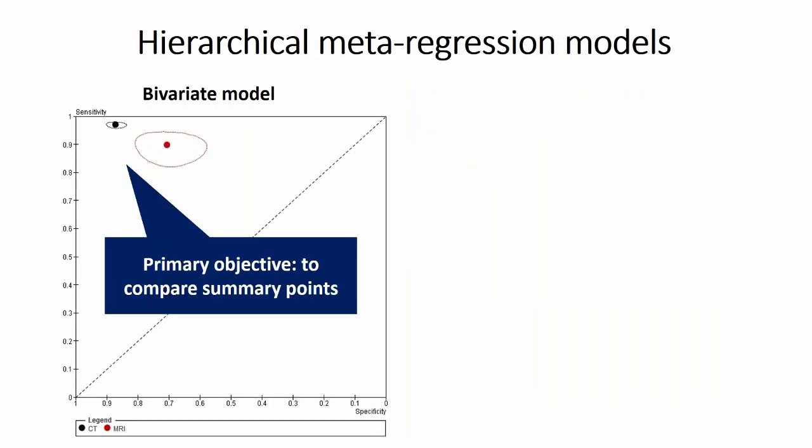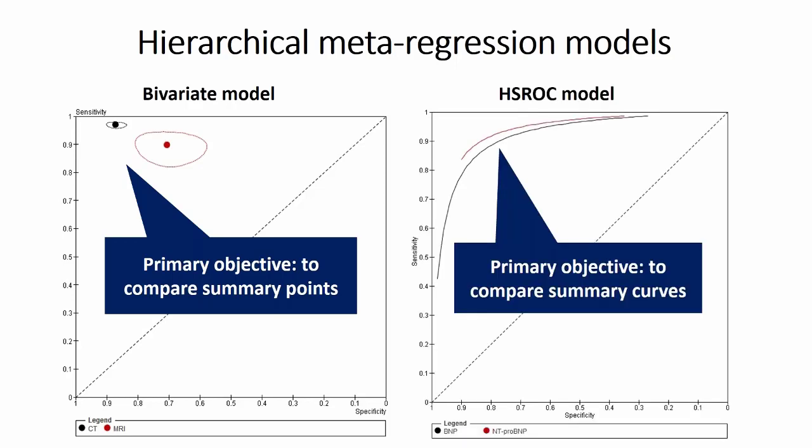For the bivariate model, the primary objective is to compare summary points, while for the HSROC model, because we've got those differences in thresholds, the objective is to compare summary curves.